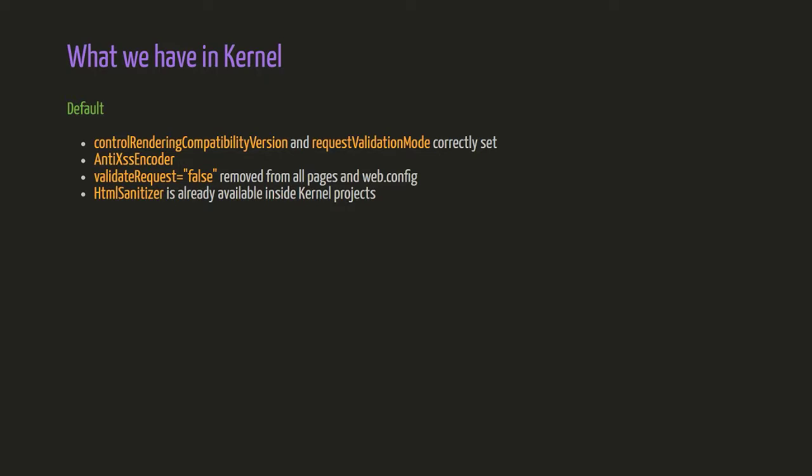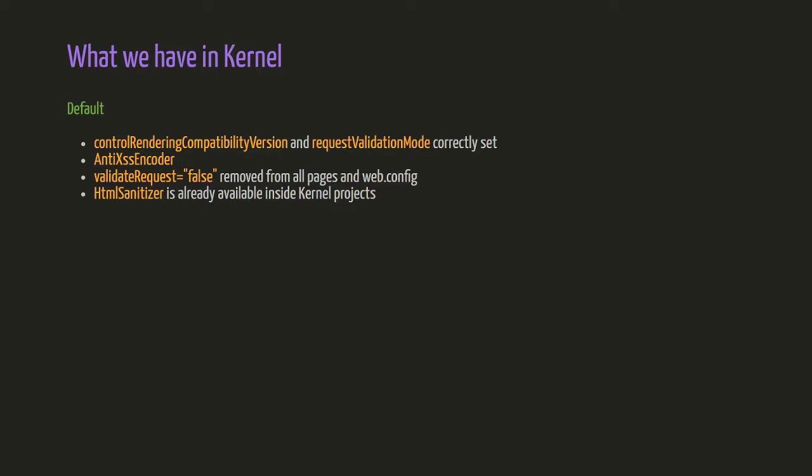Related to this point, what we already have in kernel. We have control rendering compatibility version and request validation mode correctly set in web config to be able to use the latest version of security management in ASP.NET. We have an anti-XSS encoder, at least with framework 4.5.2. Otherwise, we have to install the anti-XSS NuGet package.